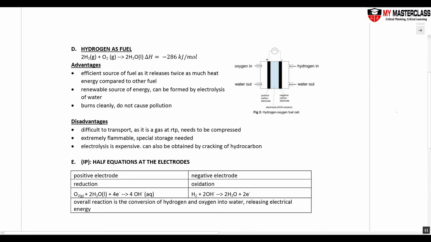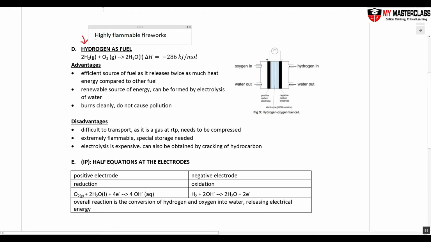A small part of your simple cell is where we use hydrogen as a fuel. So remember, hydrogen is highly flammable. This is found in fireworks. That's why you hear the pop, pop, pop sound.